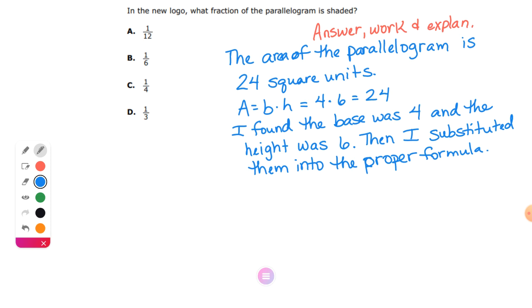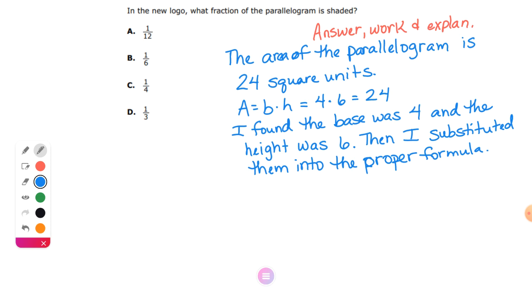So we gave the answer, we gave our work, we gave our why. What we did and why: the area of the parallelogram is 24 square units. A equals b times h, which is 4 times 6, which is 24. I found the base was 4 and the height was 6. Then I substituted them into the proper formula. Okay, we kind of said why we did that. We substituted in the base and the height.